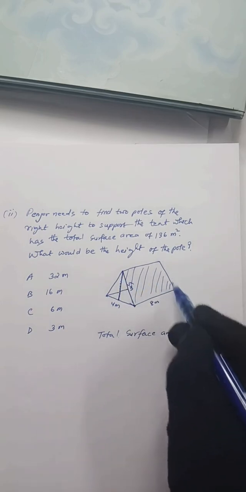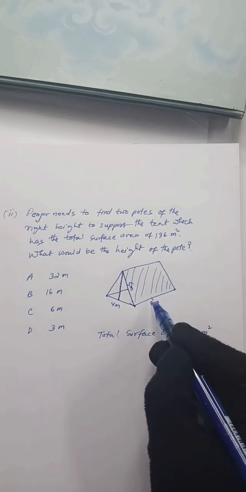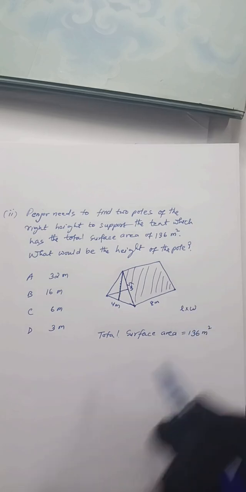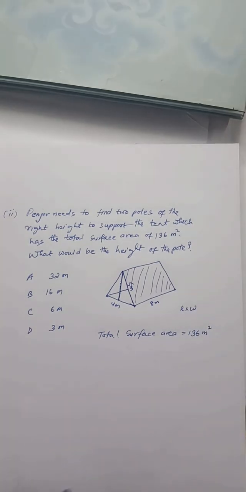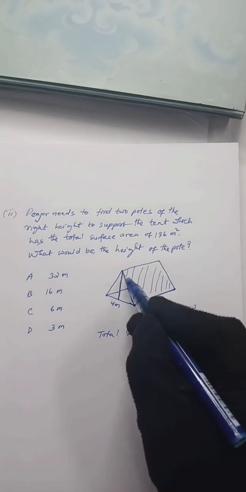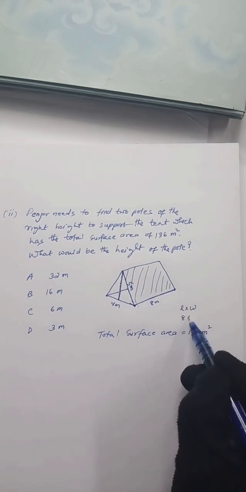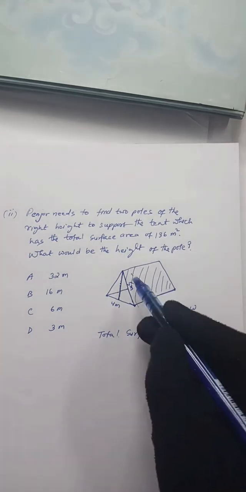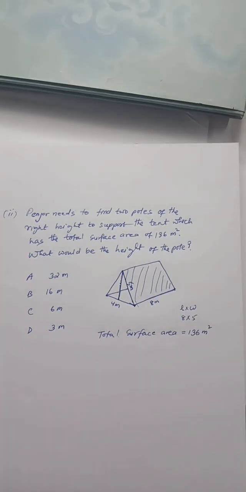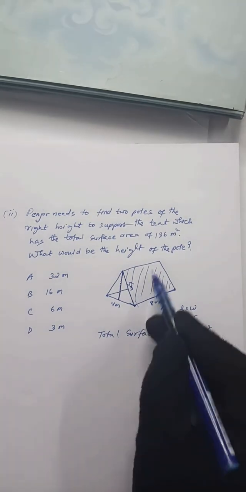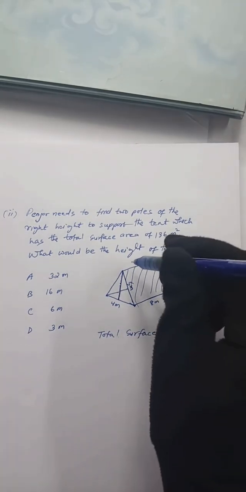And if you want to find the area of this rectangle, the formula is length times width. Our length is 8 and the width is 5. I can easily multiply 8 times 5. But how many such roofs do we have? We have two roofs, one on this side and one on the other side.